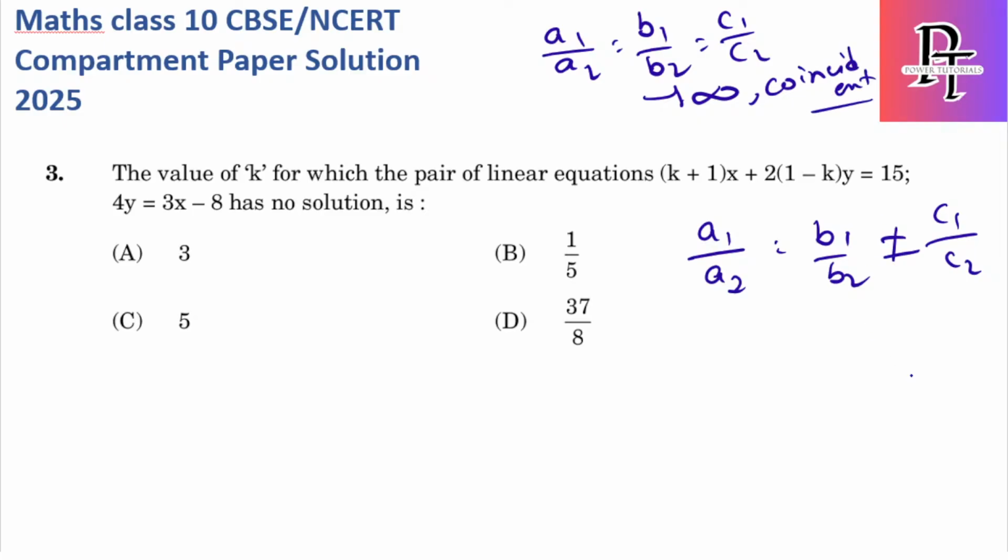Similarly, they can also ask about intersecting lines. If it is for intersecting, then a1 by a2 should not be equal to b1 by b2, and this is for a unique solution, that is one solution, and the lines should be intersecting.